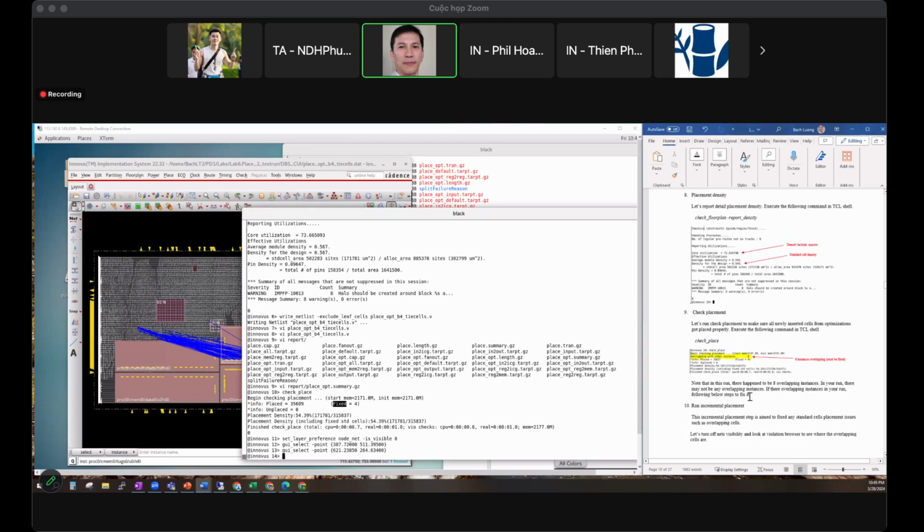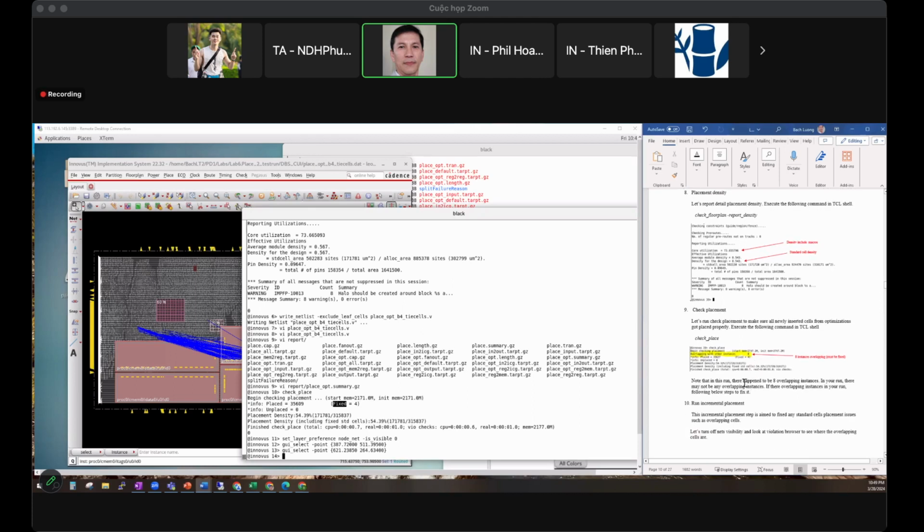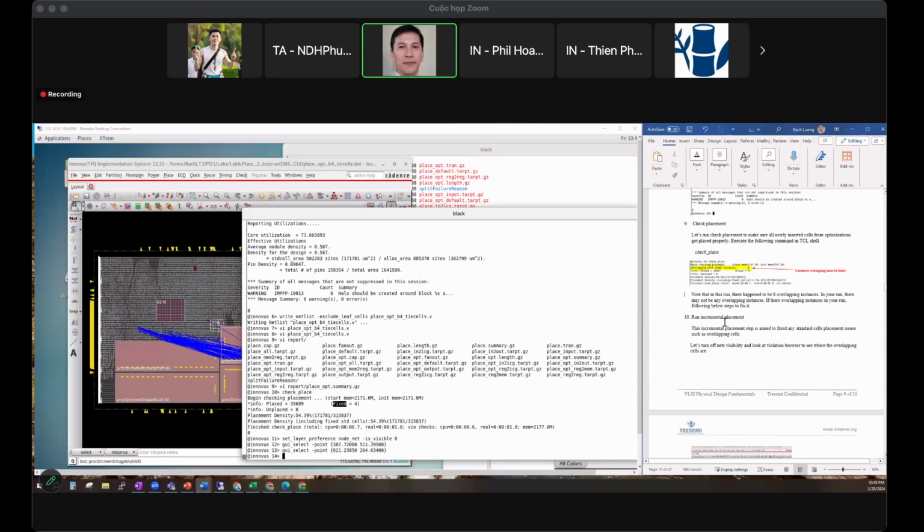In one of my runs, it showed there were eight overlap cells. In this run it didn't have it, but the run that I did had 8. So I'll show you in the lab how to fix it in case you have it. You run an incremental placement to fix it.